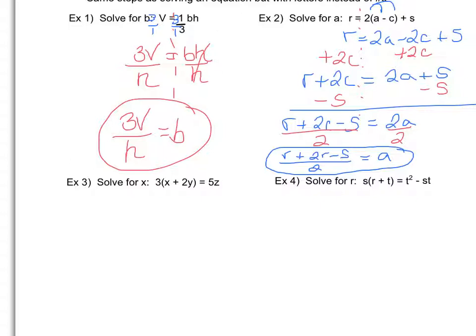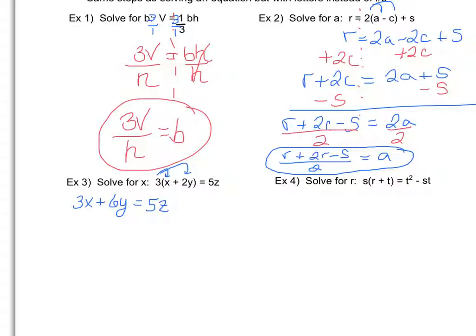Alright, looking at 3, hopefully as I said you had a chance to pause it and try it on your own. My first step is to distribute, so I'm going to distribute the 3. 3 times x is 3x. 3 times 2y is 6y equals 5z, and distributing again gets rid of the parentheses.